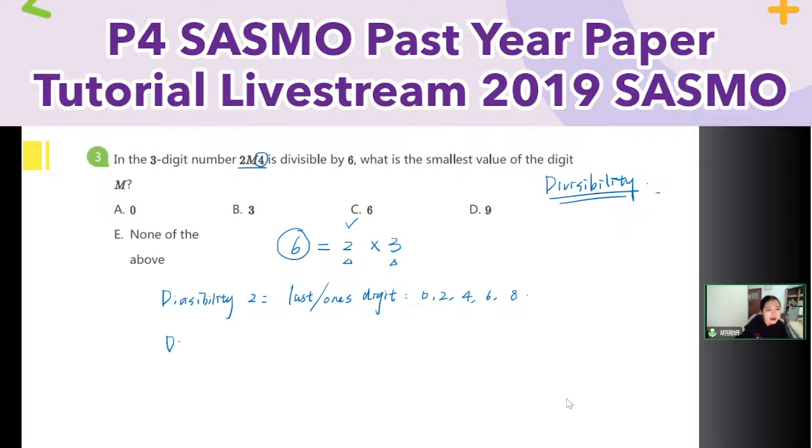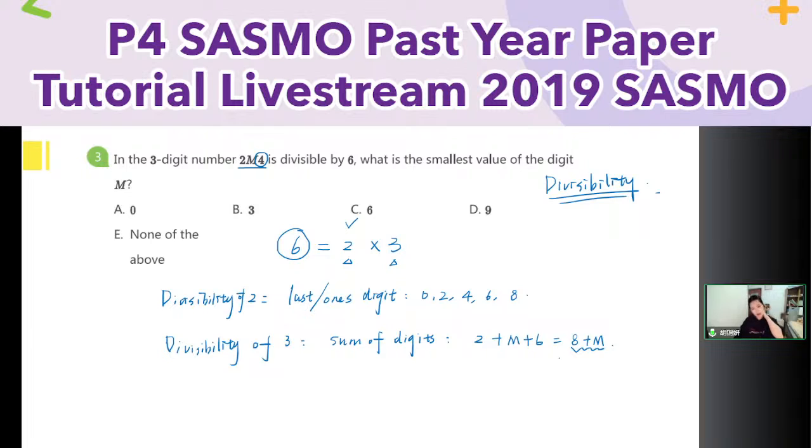That means we only need to consider divisibility of 3. So can you tell how to find out whether a number is divisible by 3 or not? We look at the sum of digits, right? Remember, we add up all the digits, and if the sum of the digits is divisible by 3, the whole number is divisible by 3. So 2 plus m plus 6 equals 8 plus m. So that means we need to make sure 8 plus m is divisible by 3.